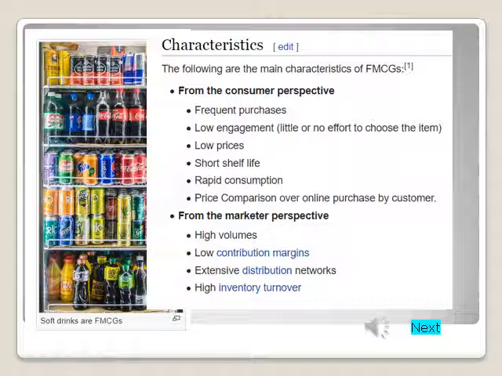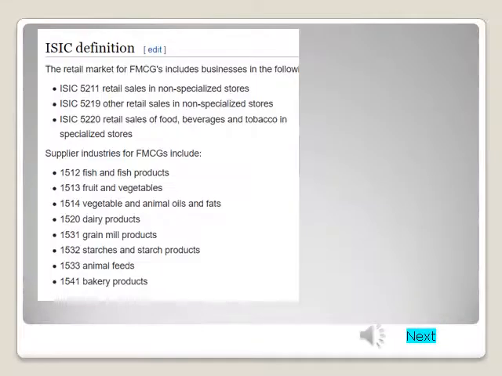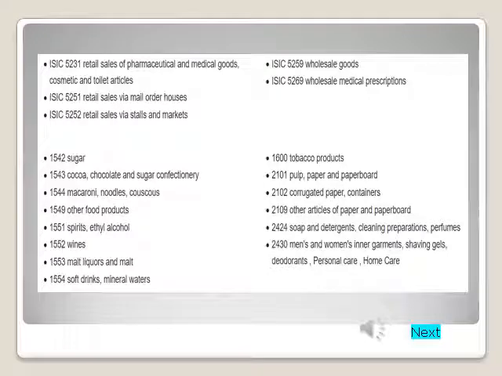But from the perspective of the marketer, it is considered as high volume, low contribution margin. The profit from it is very little per unit, but because of the volume, the total effect would be high. Extensive distribution networks and high inventory turnover. These are examples of FMCG: fish, fruit, vegetables, dairy products, etc. These are other examples of FMCG.